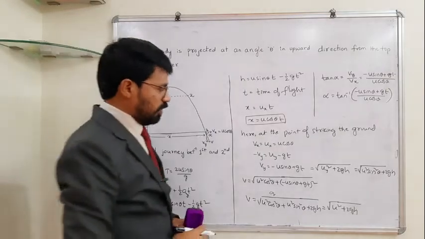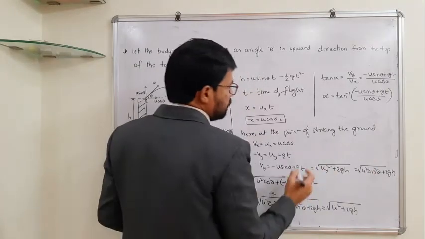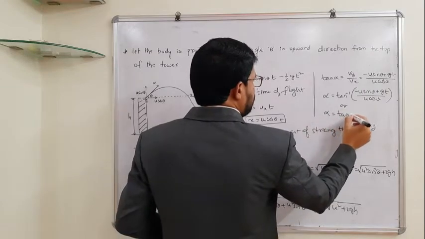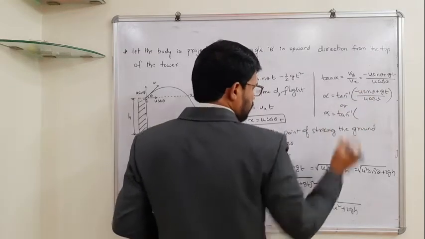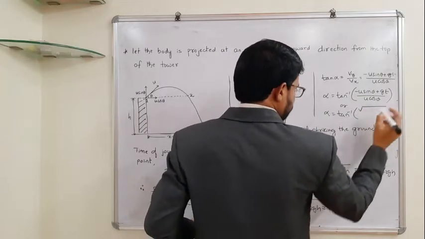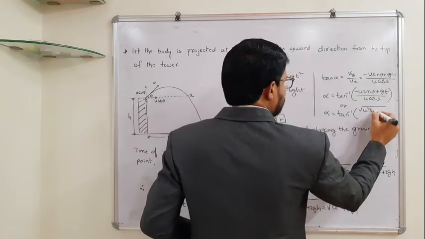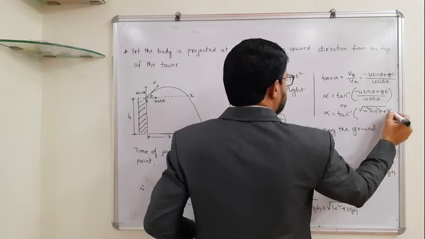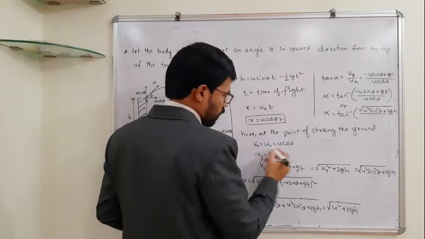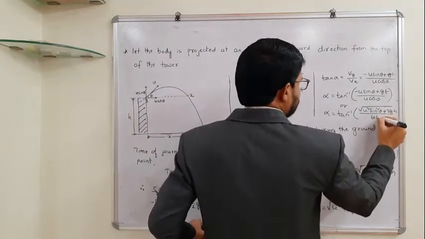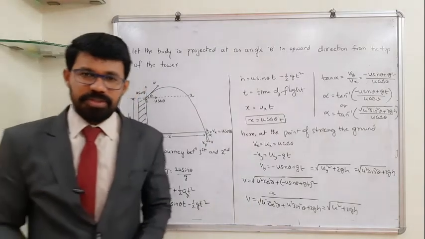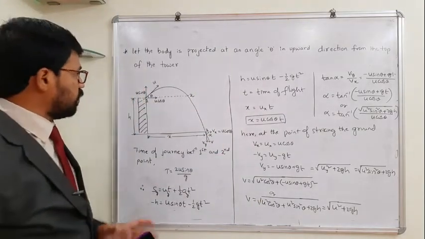Or in terms of this Vy, how can it be written? Tan inverse of Vy in terms of h. Okay, how can it be written? Under root u square sin square theta plus 2gh divided by, what is the horizontal component? U cos theta. So like this, in terms of h and in terms of time of flight, you can express. So these are the details that we can explore connected with this one.